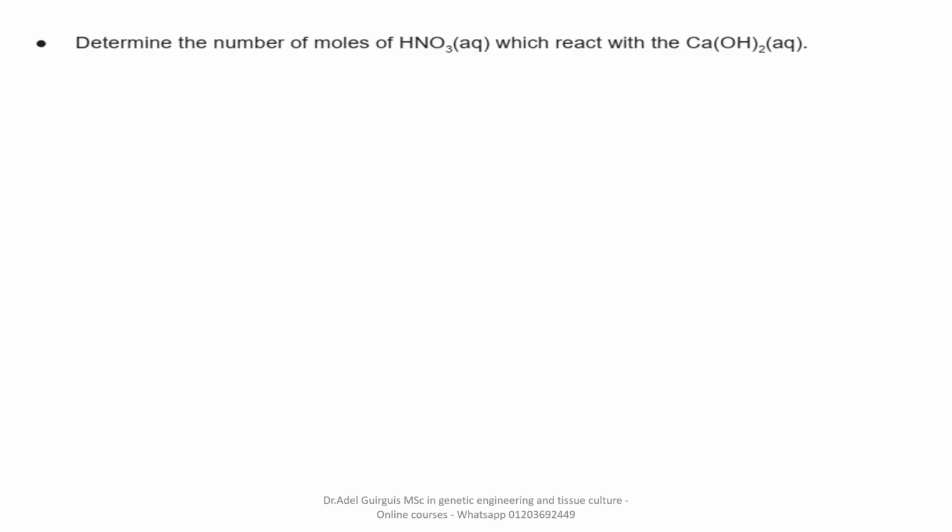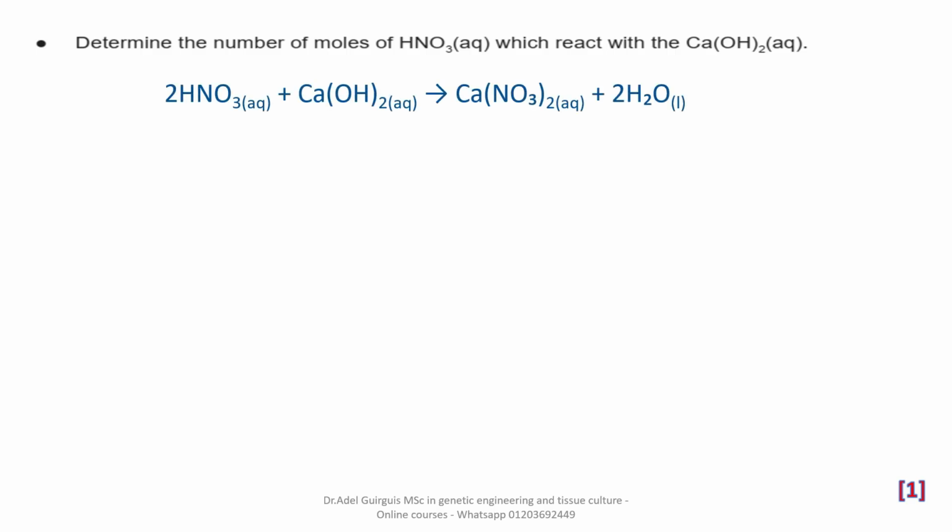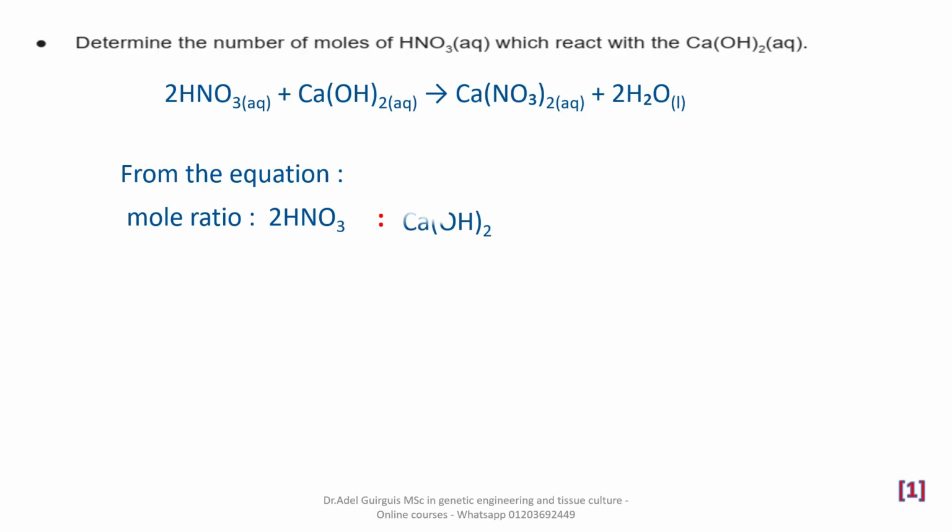Determine the number of moles of nitric acid which react with the calcium hydroxide solution. Look at the equation provided in the exam first. How many moles of nitric acid? 2 moles. How many moles of calcium hydroxide are needed for the reaction? 1 mole. So from the equation given in your exam, we can extract the mole ratio: 2 moles of nitric acid to 1 mole of calcium hydroxide. So the ratio is 2 to 1.